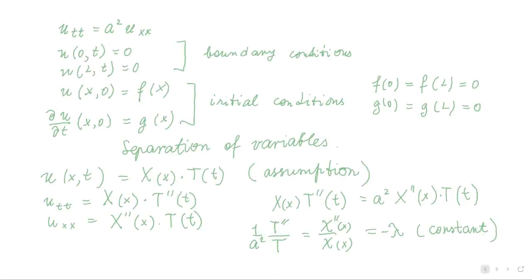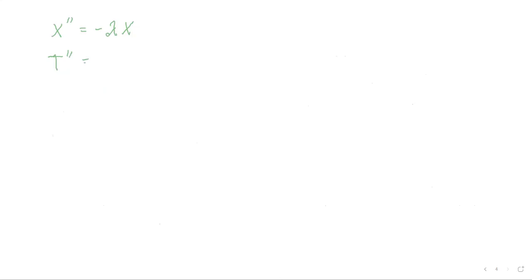So let's go back. Second derivative of x equals minus lambda x. That's my first equation. And let's go back for a second. For t, we are going to have second derivative of t equals minus lambda a squared t. So there are two equations, but they are about different variables, so we solve them separately.